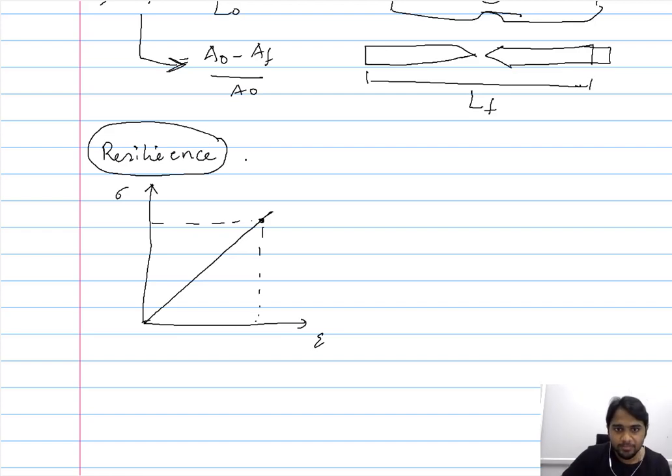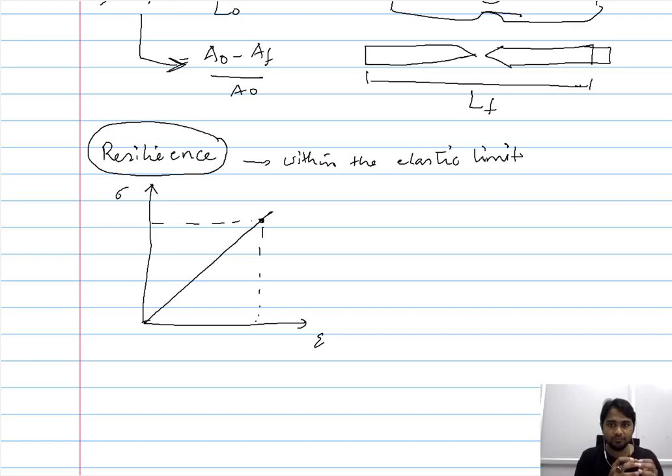So the resilience is within the elastic limit, because once you unload it, the material would regain its original form. And secondly, it is the energy that the material absorbs during this deformation and getting back to its original form. This is what we refer to as the resilience. So resilience is the energy absorbed by the material when you load it, and it exhibits a change in dimension, and once you unload it, this energy is released and it gets back to its original form, and this energy is what we refer to as the resilience.